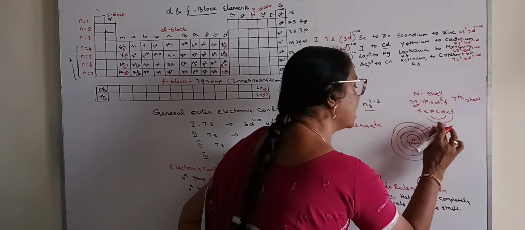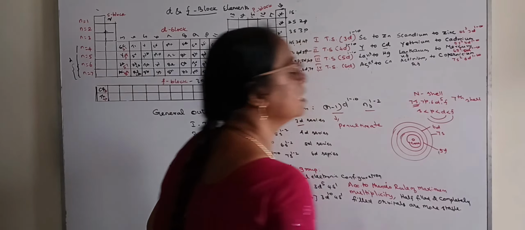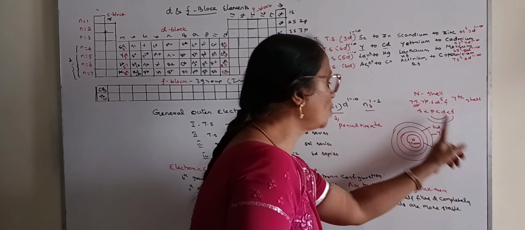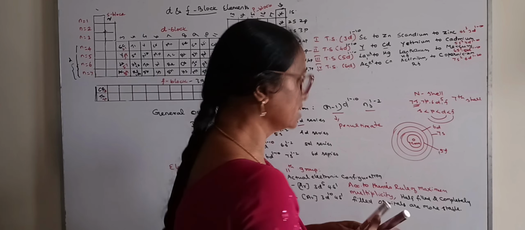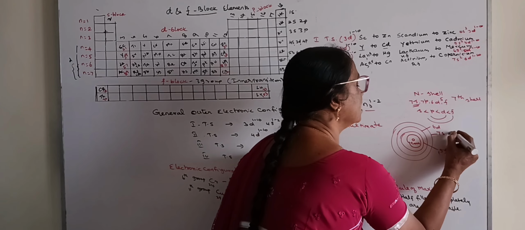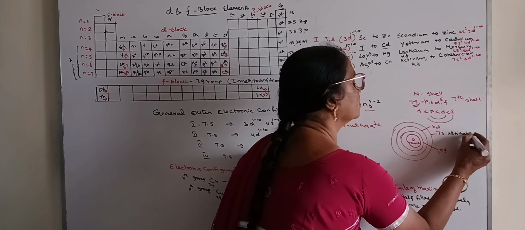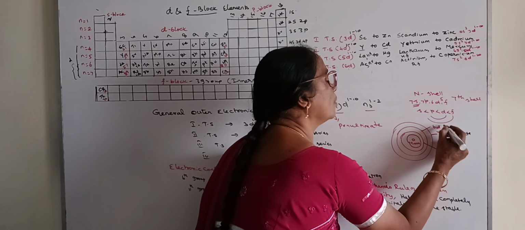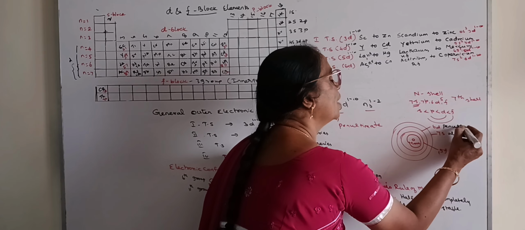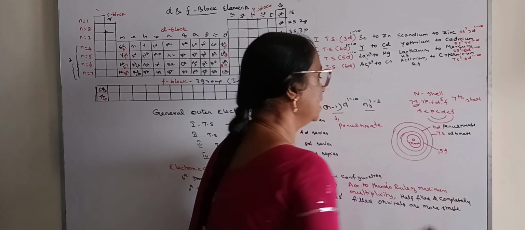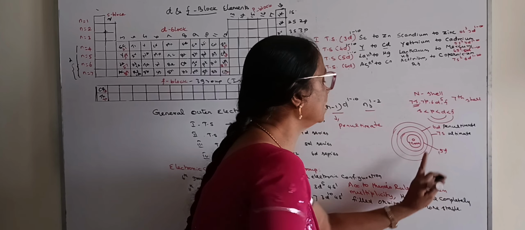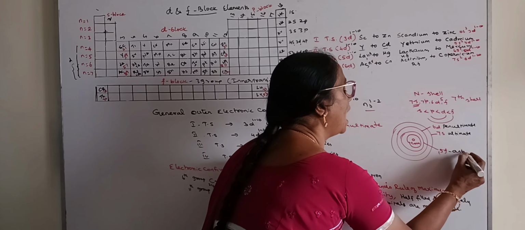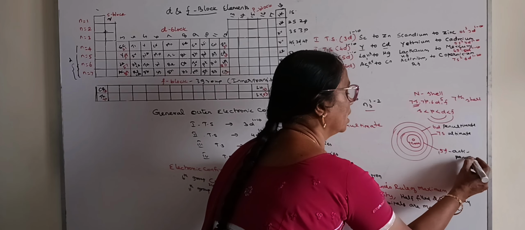So the last orbital, the outermost orbital, is the S orbital, and it is said to be ultimate. Just before the S orbital, I have the D orbital, so it is said to be penultimate. And one more orbital, just before the D orbital, is said to be the anti-penultimate orbital.